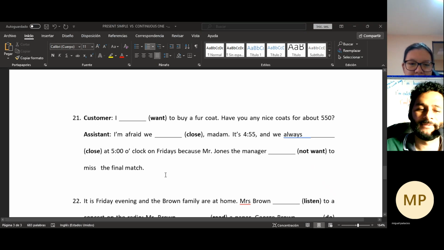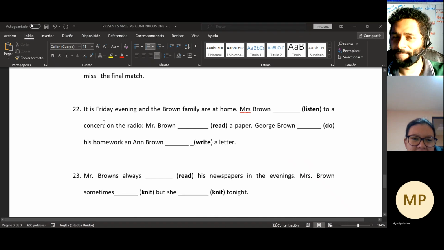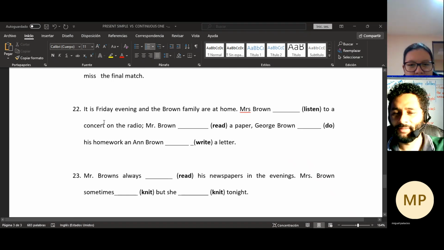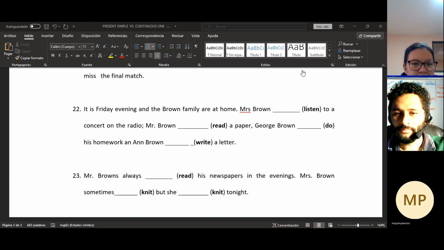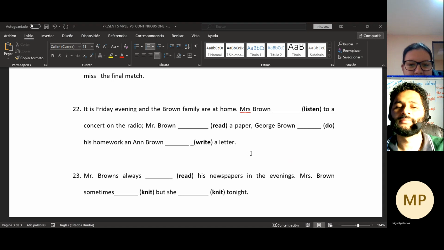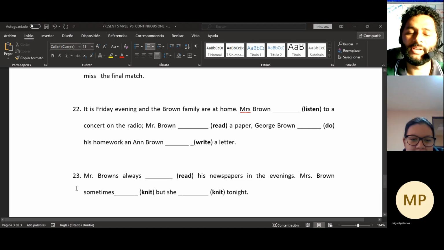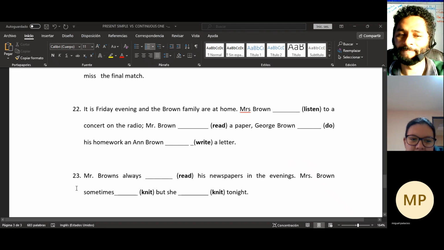Perfect. Okay. And finally, number 22. It is Friday evening, and the Brown family are at home. Mr. Brown is listening to a concert on the radio. Mr. Brown is reading a paper. George Brown is doing his homework, and Anne Brown is writing a letter. Perfect. Exactly. Okay. And finally, number 23.